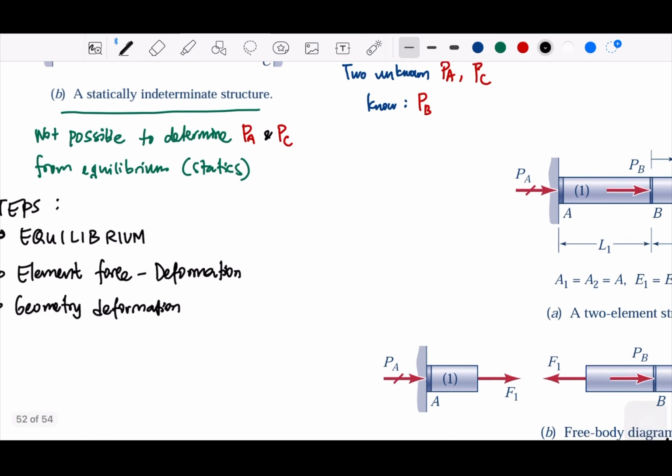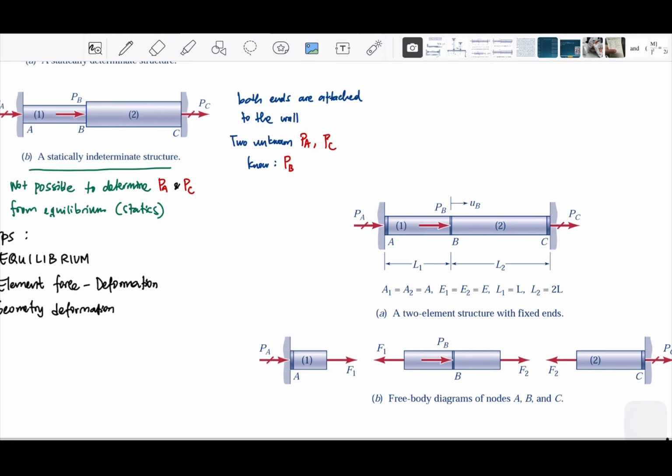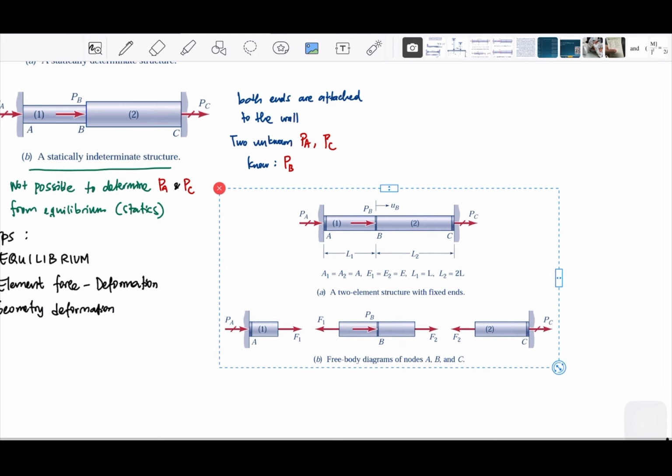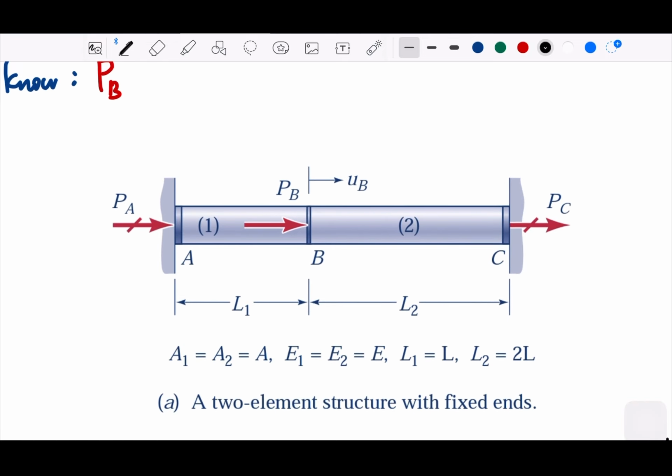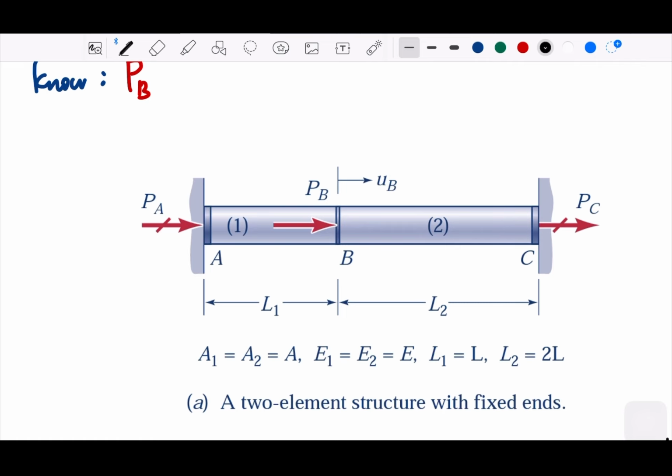Okay, now if we look at it more closely, let's consider this part here. I think we can make it smaller. Consider this as a condition for an indeterminate structure. So we have the wall here, similar to what we said before, and we have a bar. This has the same diameter. We have bar one and bar two. We have three different points, A, B, C. And then we have the force PB. To make it simple, all the elements are the same: same materials, same area, but different length. L2 is twice L1.